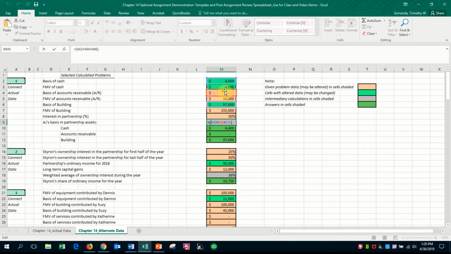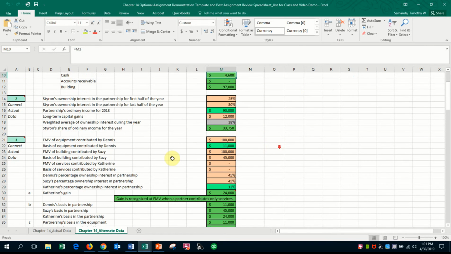So I've added together using my numbers of 4,600, which is the basis of cash, of course. I've also added the basis of the accounts receivable, which is 0, and then I've added to that as well the basis of the building of 97,000, and I wound up with 101,600. Then I just broke them down by asset. And I just brought in the basis amounts of each asset that was given, and that's all there was to that particular problem.